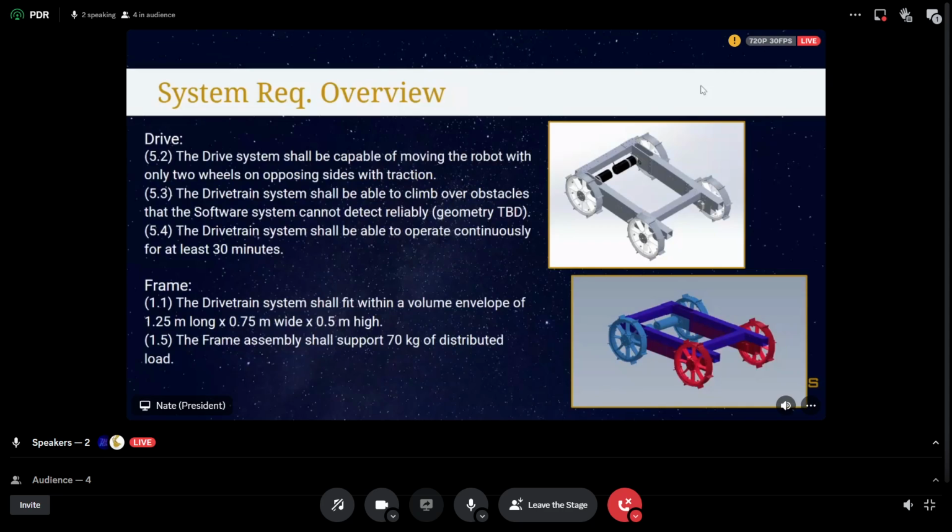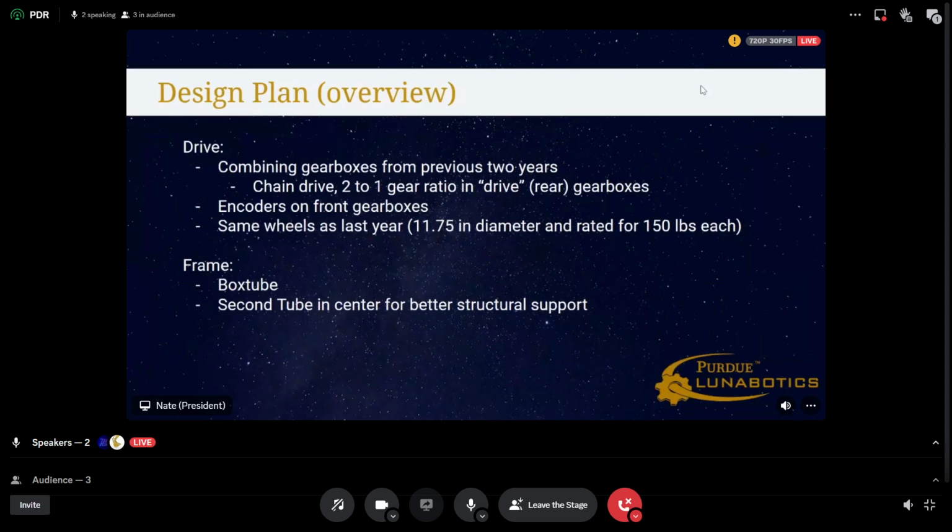Alright. So we're gonna first do data system requirements overview. Basically the drive system. Just go over a couple important requirements of the drive system: being able to move with only one wheel per side, with decent traction, being able to climb over obstacles that aren't readily detectable, like hopefully pits, being able to operate for the full time, as well as fitting within the max envelope of space and being able to support the full system.